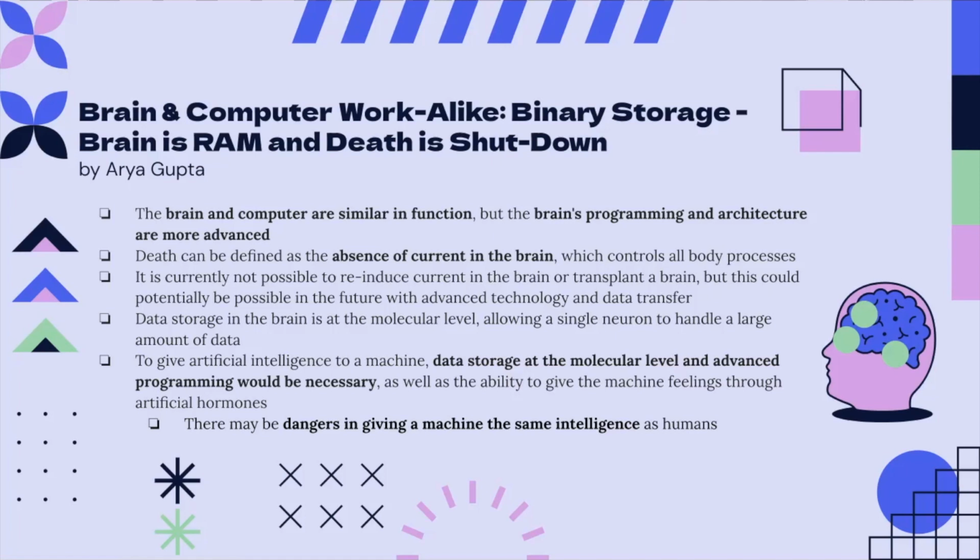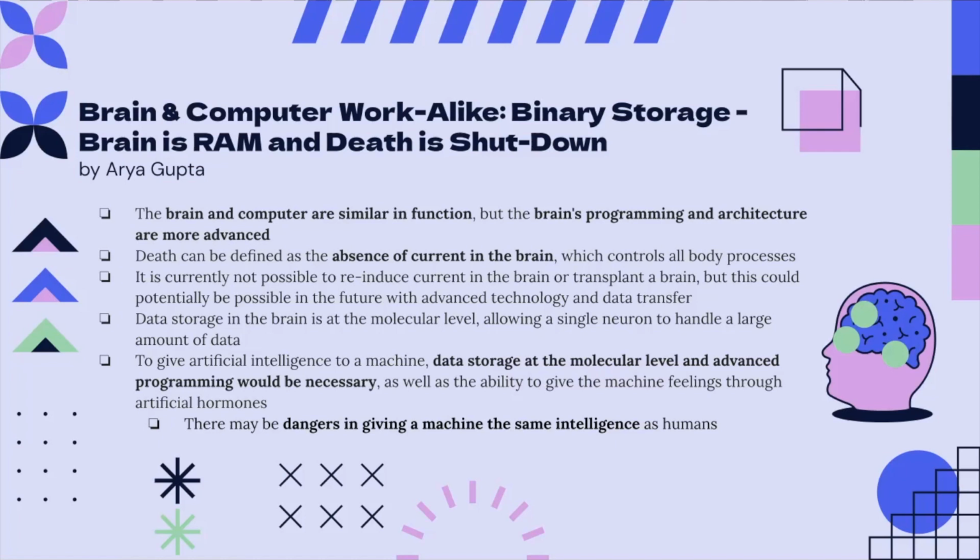Data storage in the brain is at a molecular level, allowing a single neuron to handle large amounts of data. This cannot be said for a computer. Whereas as a machine, data storage at a molecular level and advanced programming would be required to be input into it. And as of the year 2013, we are not there yet. However, granted that now we have much more advanced AI systems, it can be said differently. And another thing to note is that computers do not have feelings.